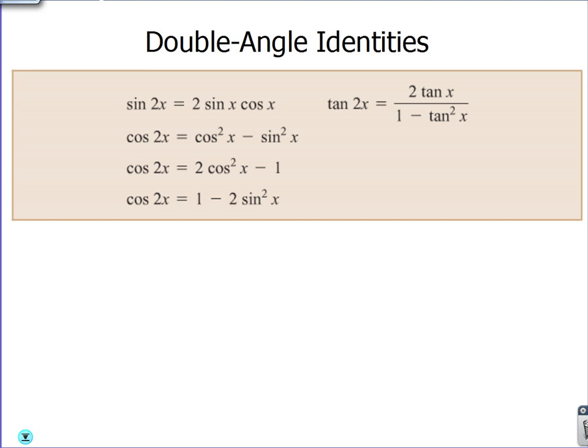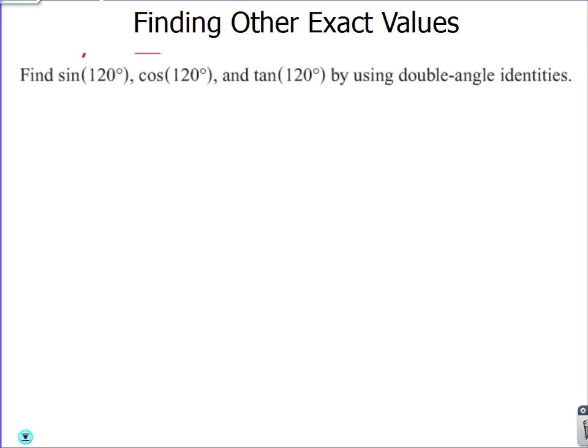Here you see your list of double angle identities. Sine of 2x, there's only one: sine of 2x is equal to 2 sine x cosine x. You have three different double angle identities for cosine of 2x and one for tangent of 2x. I'll show you how to use them.